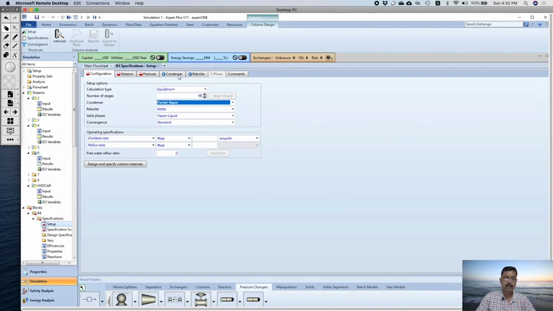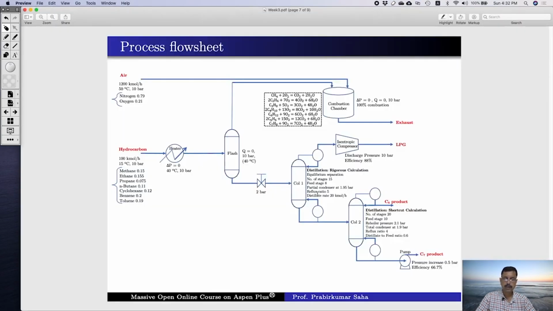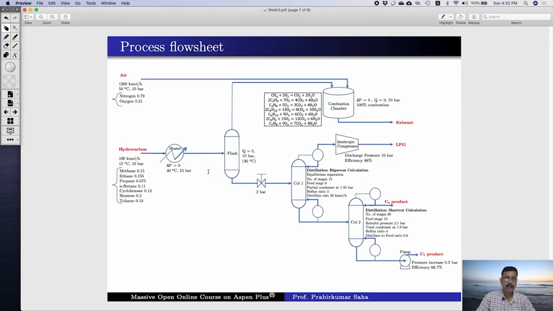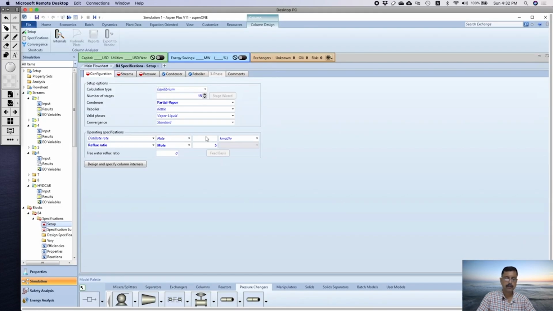So that we will see here. Yes, operating specification, it is still red. So these two pieces of information we have to give. Reflux ratio, we have to use 5. So we write 5 over here. And distillate rate, here it is 20 kilomoles per hour.